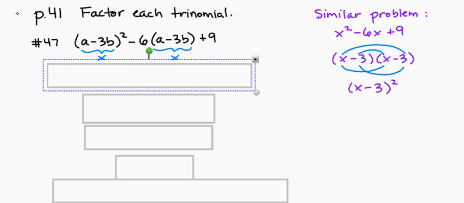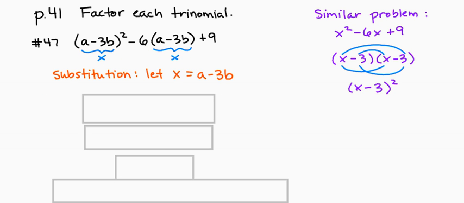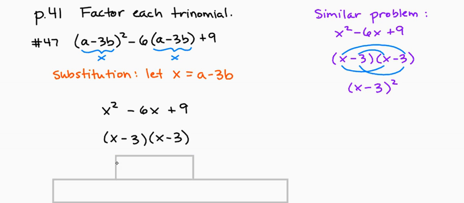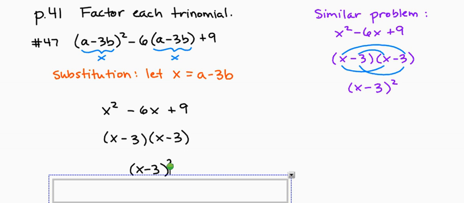And we'll use a technique called substitution. So let's create the simpler problem by substituting x in place of a minus 3b. Once we replace a minus 3b with x in each of the terms, here we have our new simpler problem. And as we saw earlier, it factors into x minus 3 times x minus 3, which is x minus 3 quantity squared.